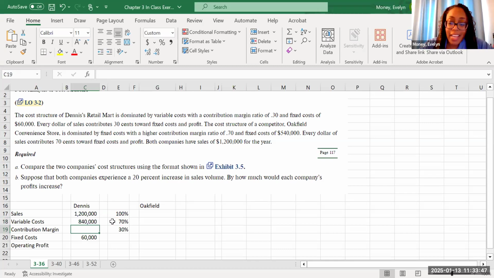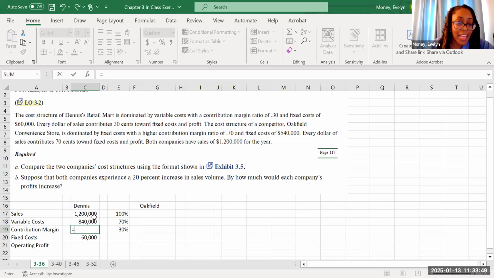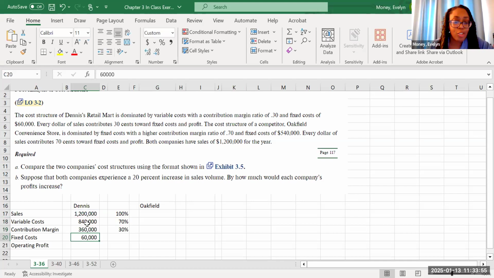Now, in theory, I should be able to take my sales and subtract my variable costs to find the contribution margin. But wait a minute. We were told that the contribution margin ratio was 30%. 30% of what? 30% of sales. So if I take 30% and multiply it by 1.2 million, I should still get that same 360,000.